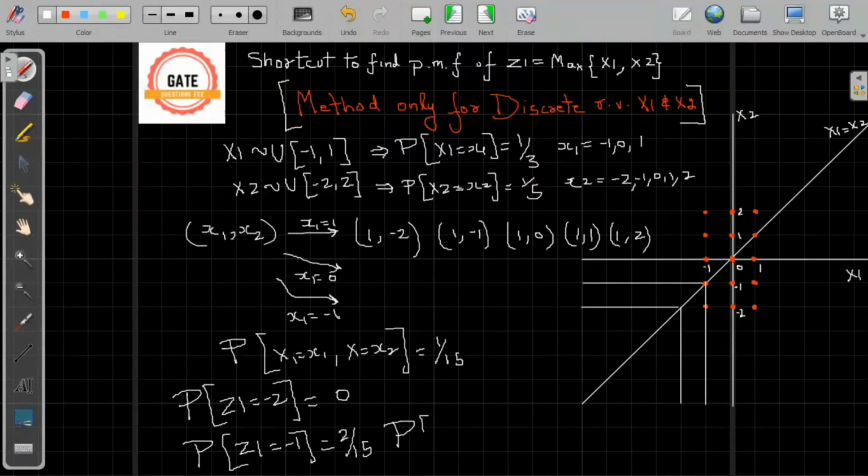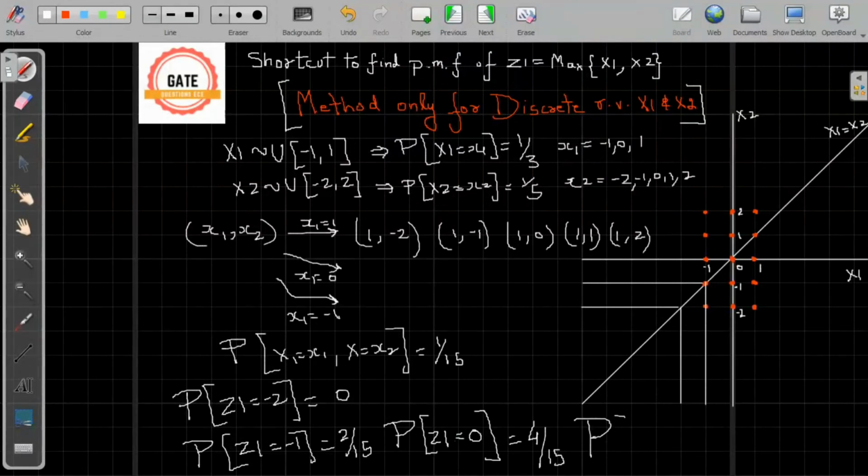Similarly, probability that Z2 is 0. For that, draw a region with corner at 0 comma 0. So that boundary is nothing but the third quarter lying here. Since it has 1, 2, 3 and 4 points lying on this, its probability is the sum of the joint probabilities of these 4 points. So it is 4 by 15. Here it should be Z1.